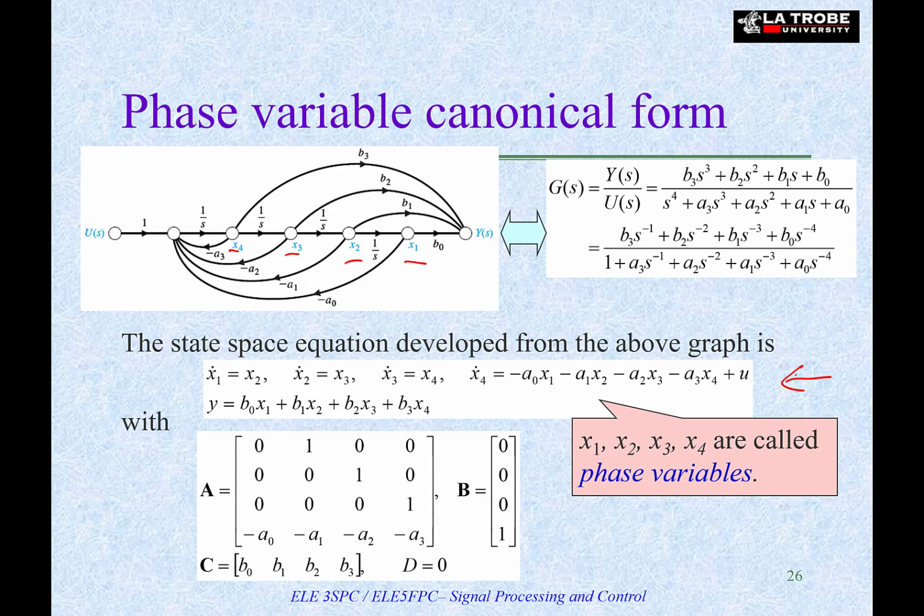The matrix form should also be easy to obtain. Matrix A and matrix B are exactly the same as those in the previous example. Matrix C is different though, because in the numerator we have more terms. That is all about the phase variable canonical form of a state variable model.